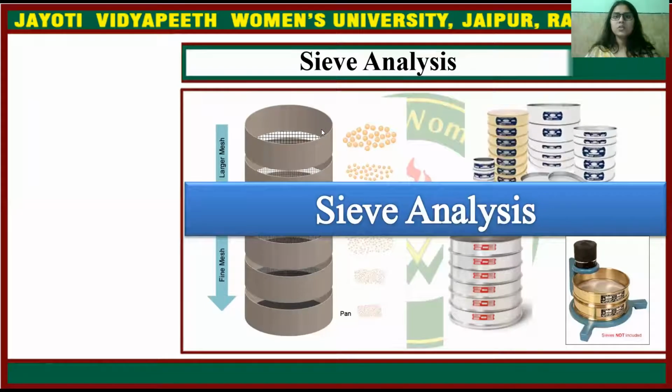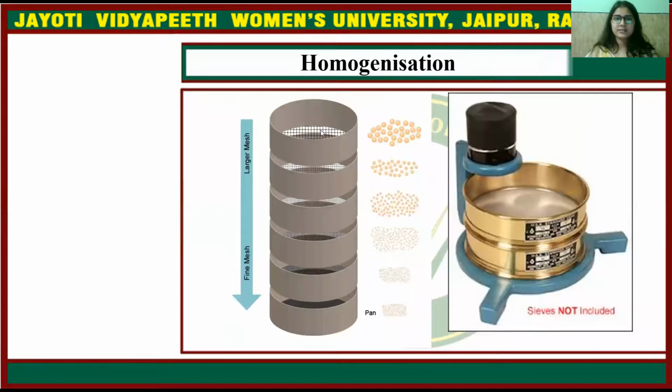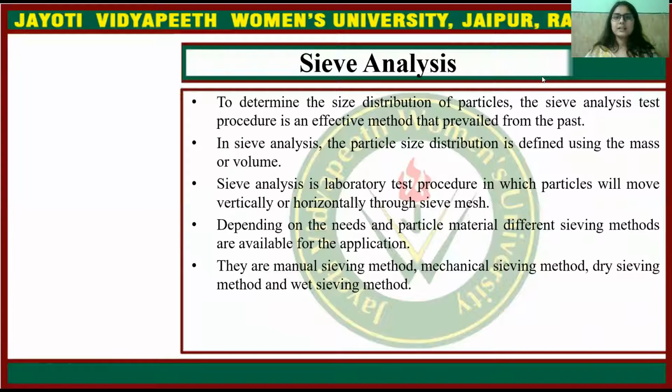What is sieve analysis? Basically, to determine the size distribution of particles, the sieve analysis test procedure is an effective method that has prevailed from the past. In sieve analysis, the particle size distribution is defined by using the mass or the volume. Sieve analysis is a laboratory test procedure in which particles move vertically and horizontally through the sieve mesh.